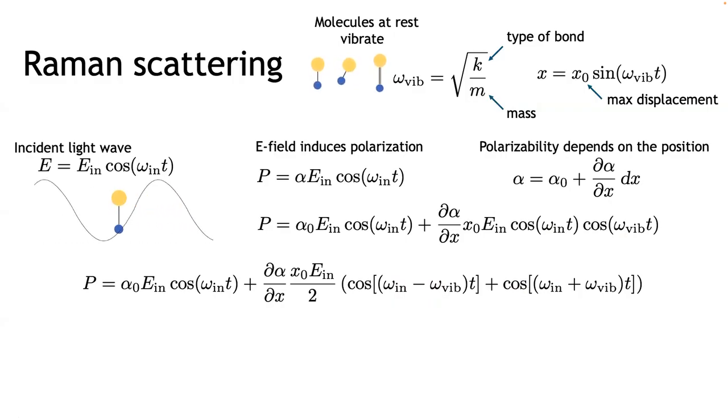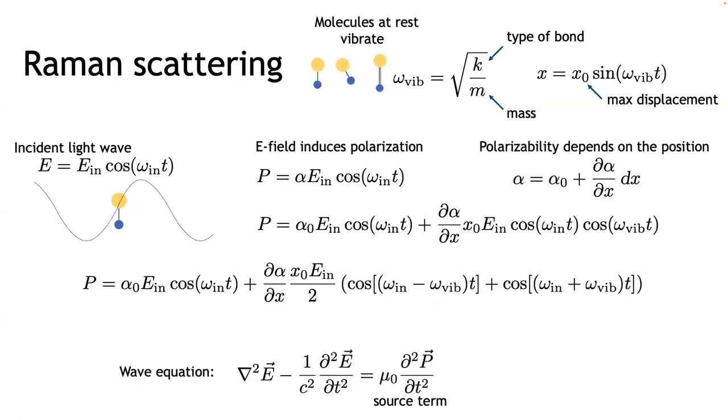But why do we care about polarization? Well, we have to go back to our Maxwell equations, remember our photonics class, and see that in the wave equation that dictates the propagation of the electric field, the change in polarization is the source term. So the source term, the polarization, is what creates new light. So these changes of polarization cause new photons to be created.